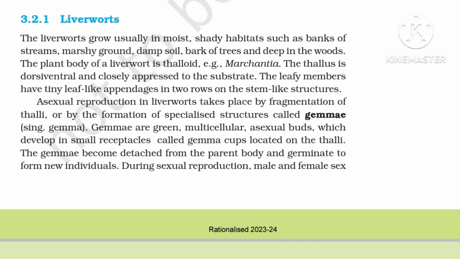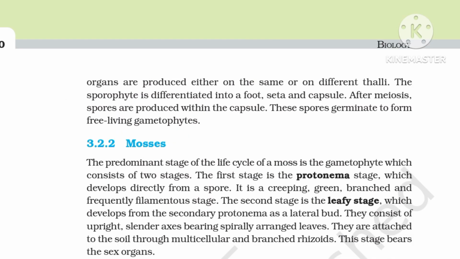Asexual reproduction in liverworts takes place by fragmentation of thalli or by the formation of specialized structures called gemmae, singular gemma. Gemmae are green, multicellular, asexual buds which develop in small receptacles called gemma cups located on the thalli. The gemmae become detached from the parent body and germinate to form new individuals. During sexual reproduction, male and female organs are produced either on the same or on different thalli. The sporophyte is differentiated into foot, seta and capsule. After meiosis, spores are produced within the capsule. These spores germinate to form free-living gametophytes.